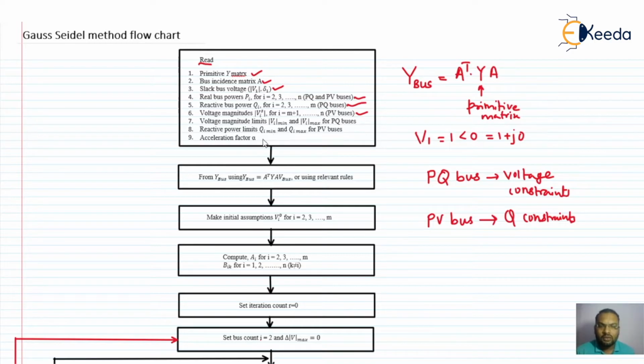Of course, if the acceleration factor is given, you read out that acceleration factor. So from the given power system, if you are solving with the Gauss-Seidel method, you need to read the values in these 9 steps. Now, first thing, form the Y-bus matrix.